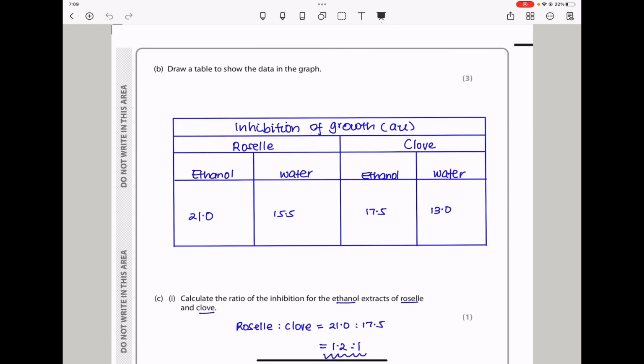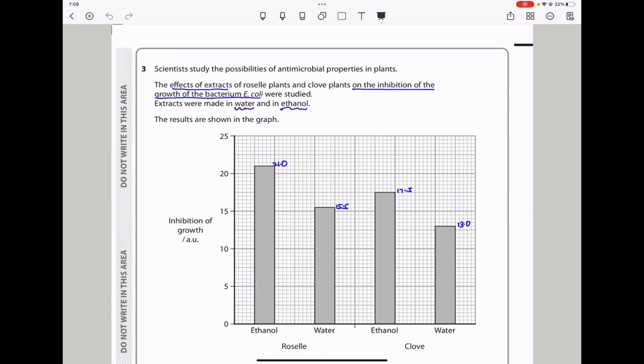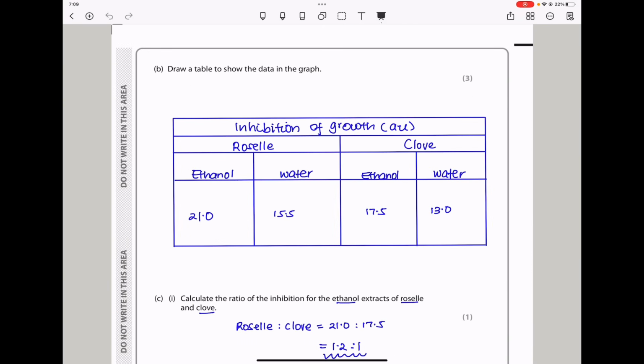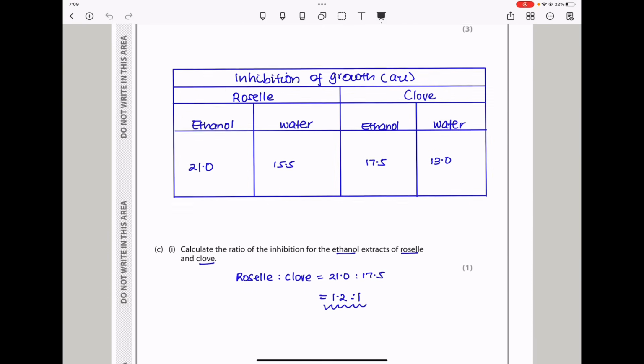Here they say, draw a table to show the data in the graph. So we have inhibition of growth. There is roselle as well as clove. And when we go back to the graph, here we have the inhibition as 21.0, 15.5 if you're using the vertical scale, 17.5 and 13.0. So those are the values I put in my table for each of the solvent that was used.